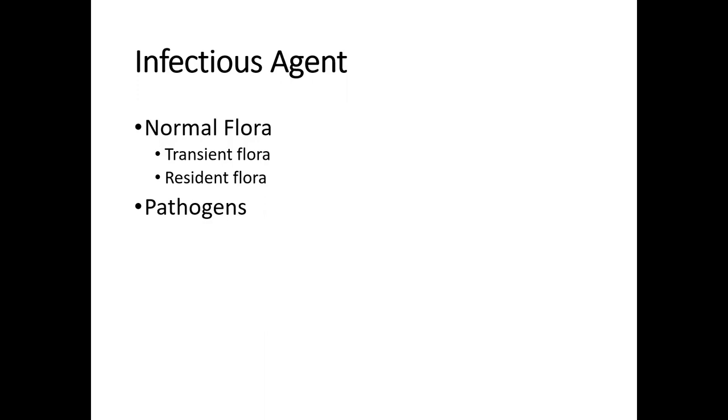And then we have pathogens. These are microorganisms that are capable of causing disease. The largest group of pathogenic microorganisms are bacteria, viruses, and fungi, which include yeast and mold. Less common pathogens are your protozoans and your helminths, which are worms. Prions are infectious protein particles that can cause certain neurological diseases.